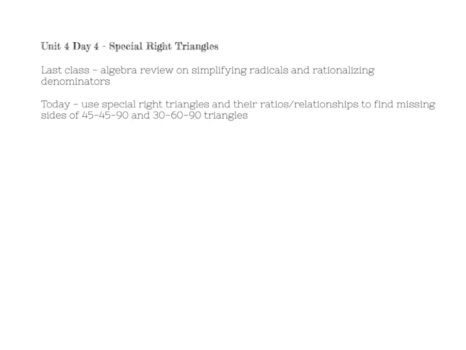We're going to use these special right triangles, and we've got two of them. We have 30, 60, 90, and 45, 45, 90. Those numbers are angle measures. We're going to use some special relationships of the sides of these triangles in order to find missing sides in the rest of the triangle. So with that being said, let's get started.